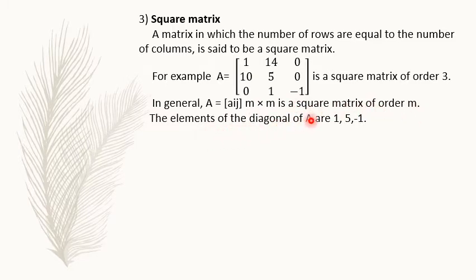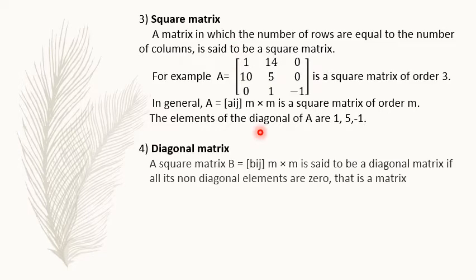The elements of the diagonal of A here are 1, 5, minus 1. That is, these elements are said to be diagonal elements. So in a square matrix, when i equal to j, that is a11, a22, a33, and if it is a 4 by 4 matrix, then a44, those elements are said to be diagonal entries or diagonal elements. So here 1, 5, minus 1 are diagonal elements. So a square matrix has the same number of rows and columns.